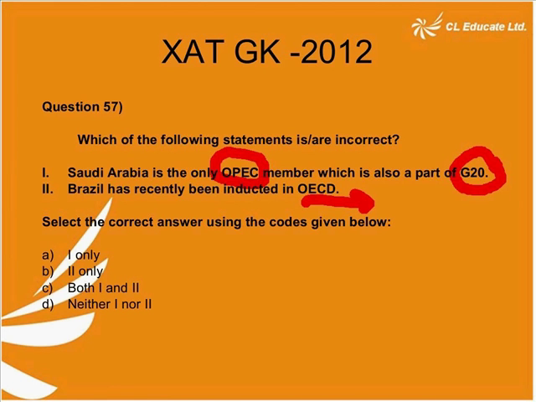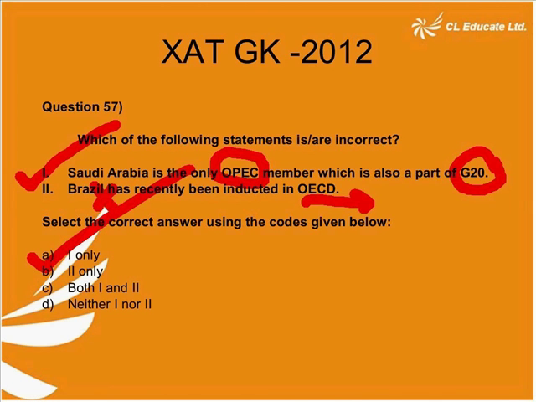So Saudi Arabia is the only OPEC member which is a part of G20. Absolutely correct. It is. Brazil has recently been inducted in OECD. No, OECD has developed countries generally. So Brazil is not the one and Saudi Arabia is the only one. So one only is the correct answer.